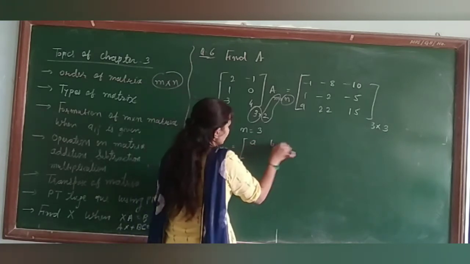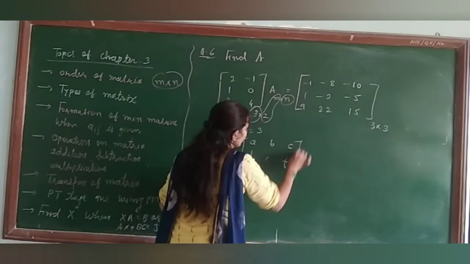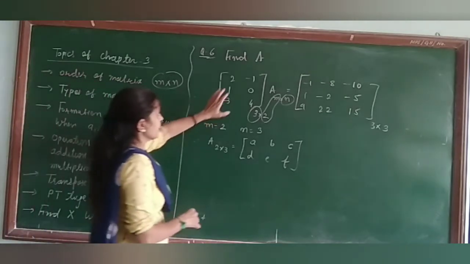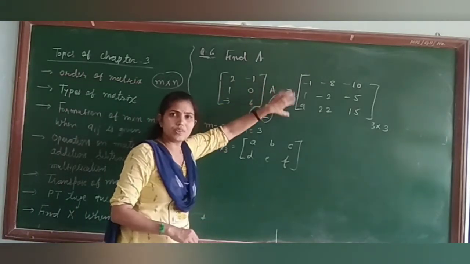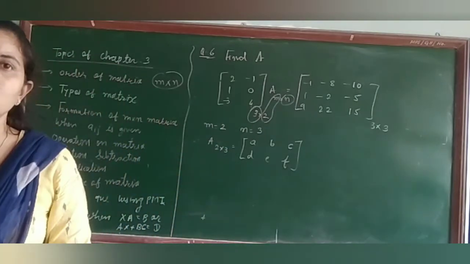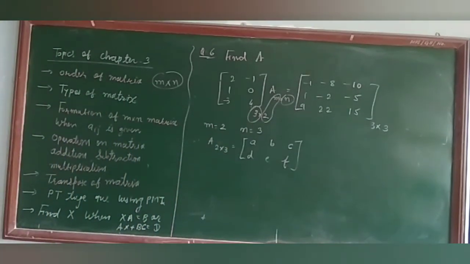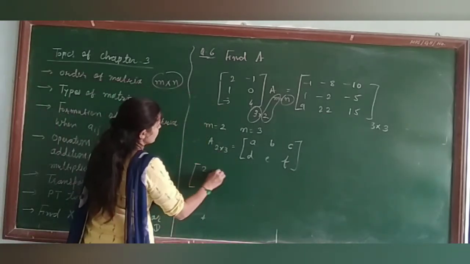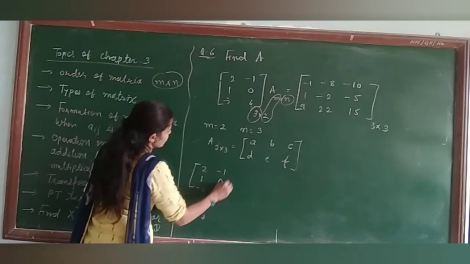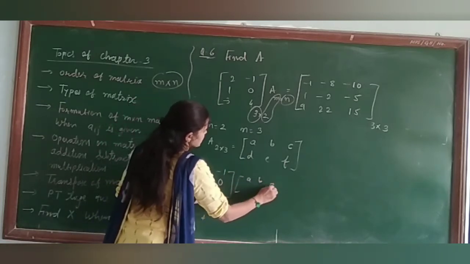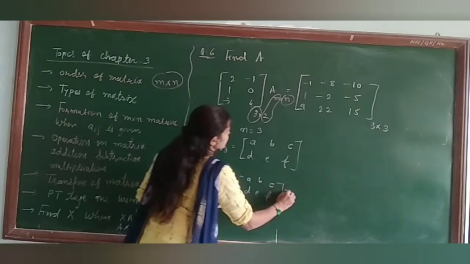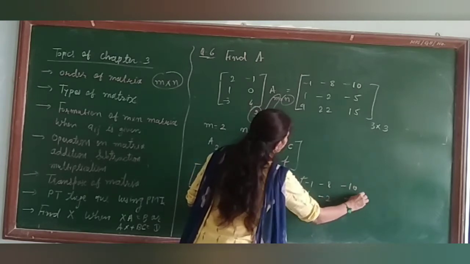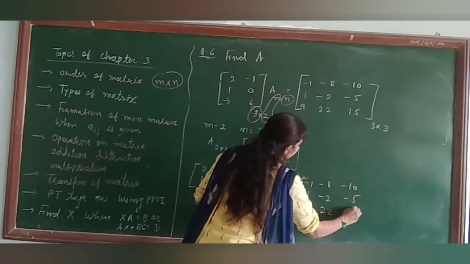So you write down A, B, C, D, E, F. This is your matrix A. Now when you want to find it, what do you have to do? This matrix into A is equal to the given matrix, so you can find the solution. So here [2, -1; 1, 0; -3, 4] into [A, B, C; D, E, F] is equal to [-1, -8, -10; 1, -2, -5; 9, 22, 15].